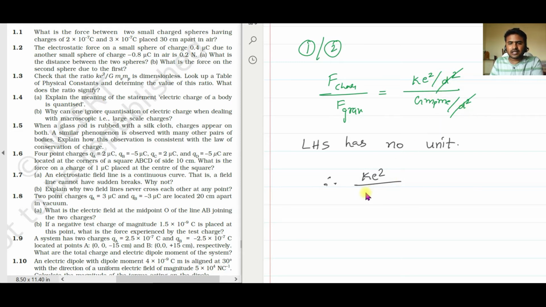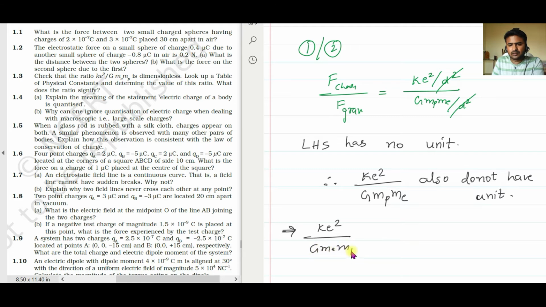The remaining thing is ke square divided by G into mass of the proton into mass of the electron, which also does not have any unit. So this implies ke square divided by G me mp is dimensionless. No unit means no dimension as well, right? It is dimensionless. All right, so that is the answer for the first part of the question.